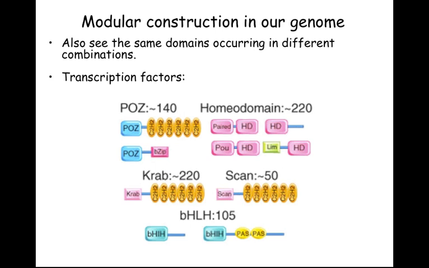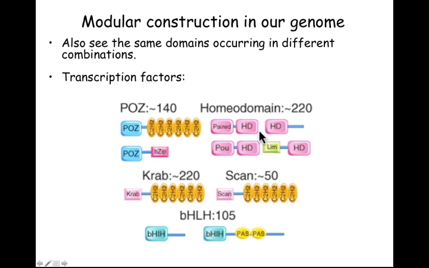And what we see is that there's a lot of modular construction. So these different domains can be put together in different ways to make proteins of different functions. So kind of think of these as sort of Legos, sticking them together. So instead of inventing completely new DNA binding proteins, what you see are variations on the same themes. So these are all different transcription factors, and you can see that in some cases these C2H2 domains get stuck with pause domains, in other cases they're stuck with crab domains, and in other cases they're stuck with scan domains.